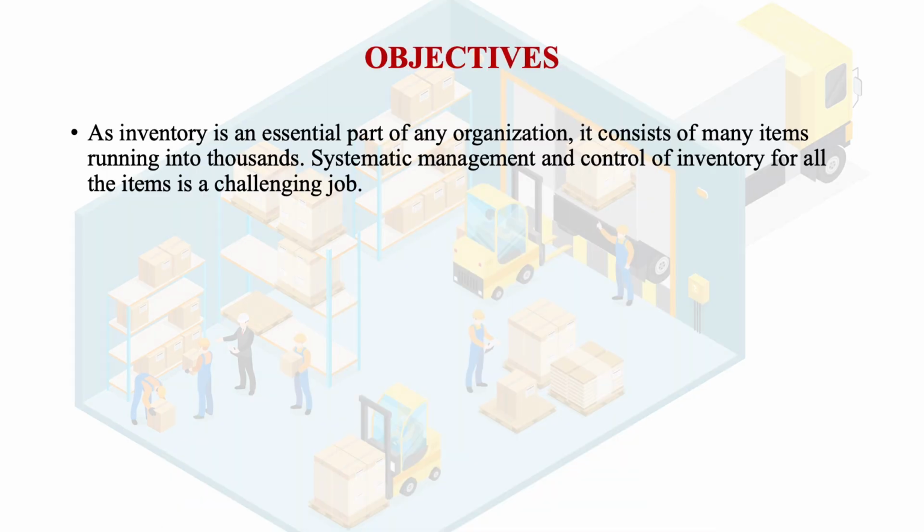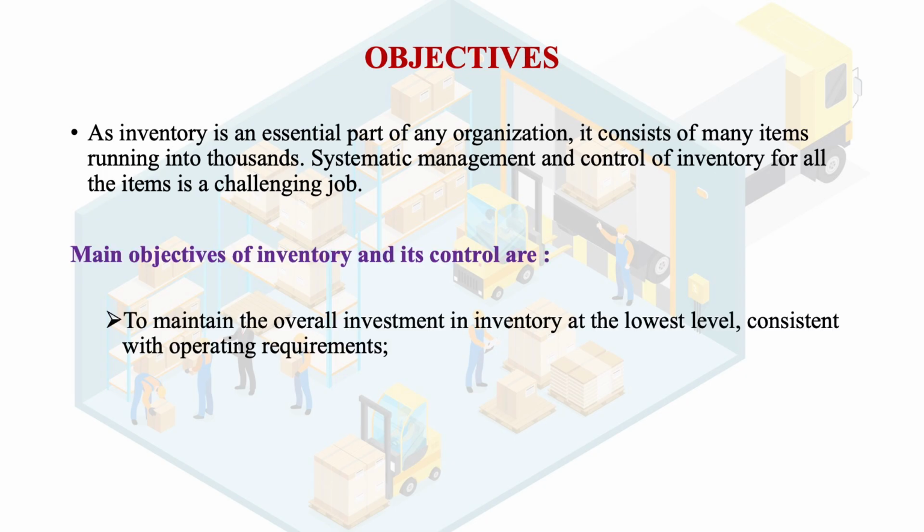Any technique or scientific process has an objective. Similarly, inventory planning and control has an objective. What is the objective? It is very evident from the slide that inventory is an essential part of any organization. It consists of many items running into the thousands. Systematic management and control of inventory for all the items is challenging. The main objective of inventory and its control is to maintain overall investment in the inventory at the lowest level consistent with the operating requirements.